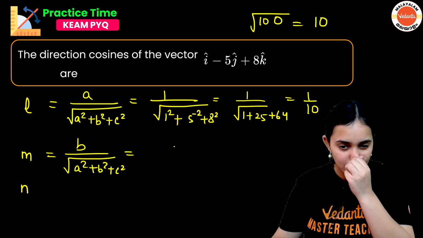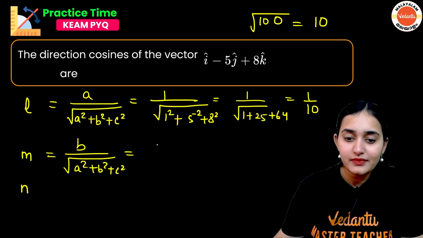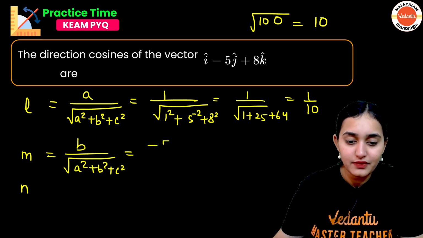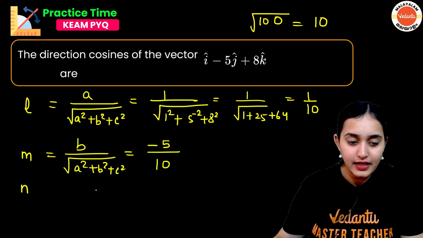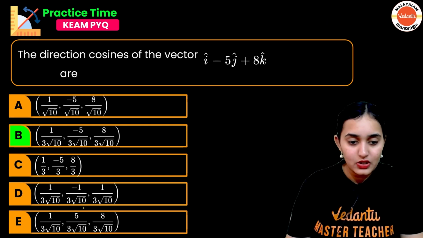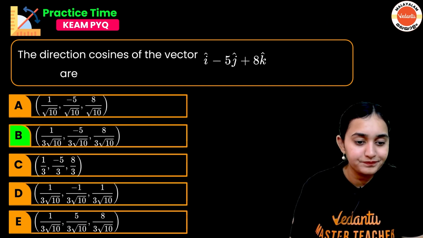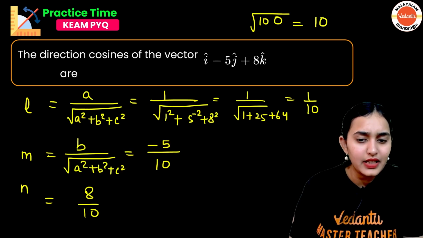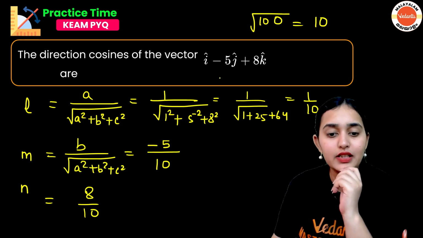So it will be minus 5 upon 10, and n value will be 8 upon 10. So which option is correct? We are getting 3 to 10. Have I calculated something wrong?